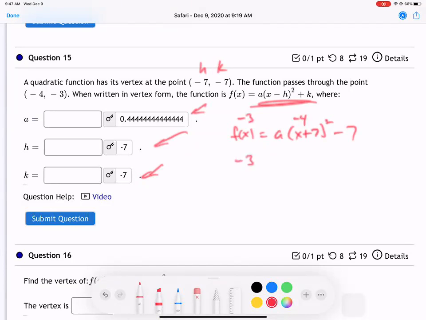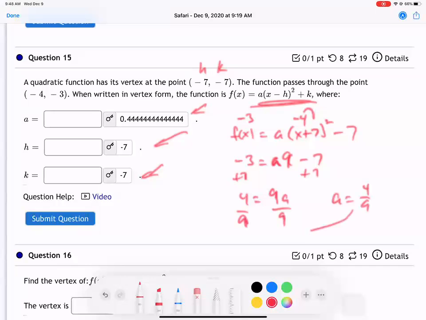So -3 is equal to, what's 7 minus 4? That's going to be 3. 3 squared is 9. I'm going to just jump to that, because 7 minus 4 is 3, and we're going to square it. That's going to be 9. So that's going to be 9a, but we'll fix that later. So plus 7 plus 7. 4 is equal to 9a. Divide 9 to both sides. So a is equal to 4 over 9.